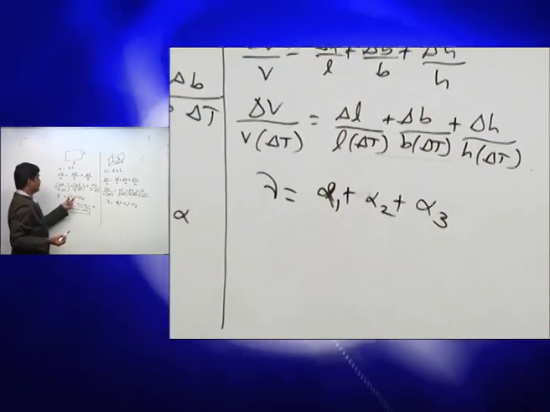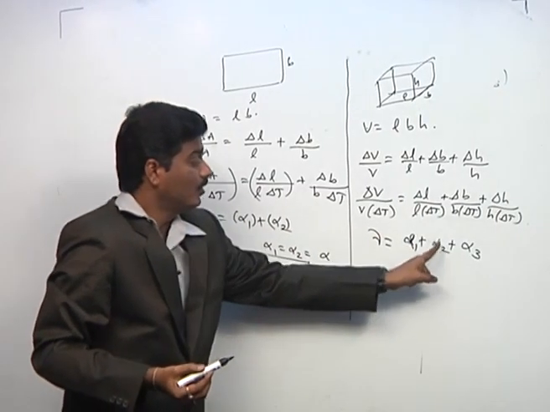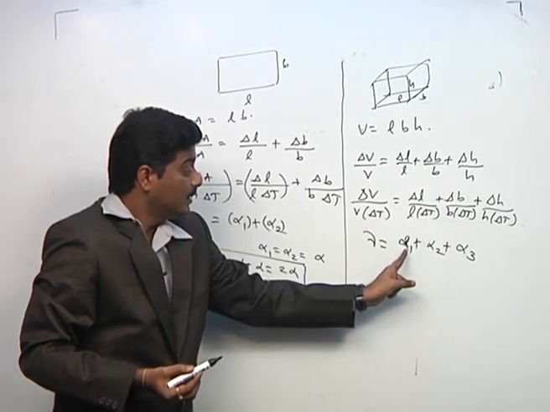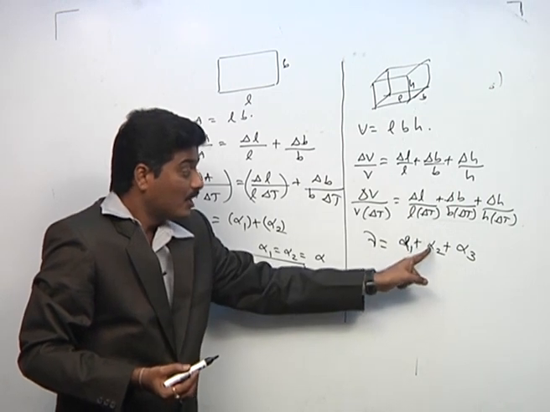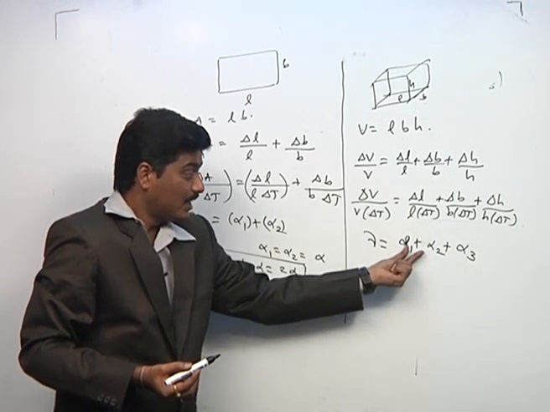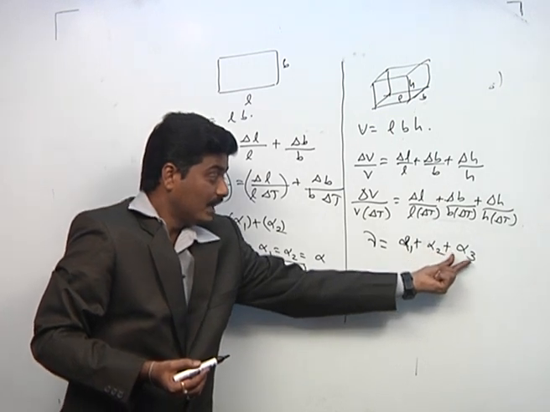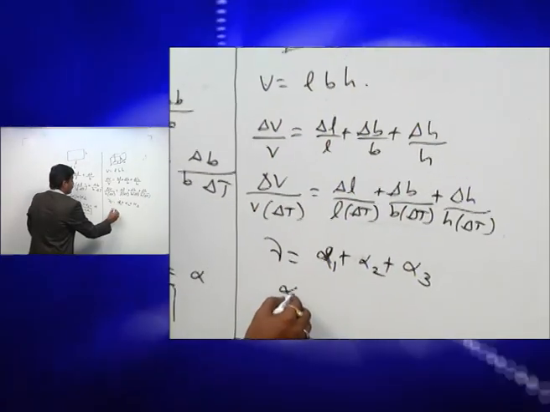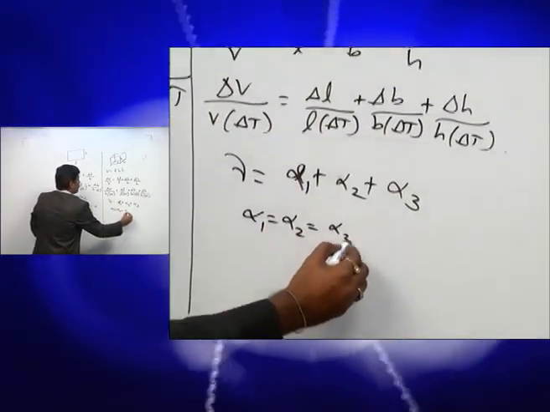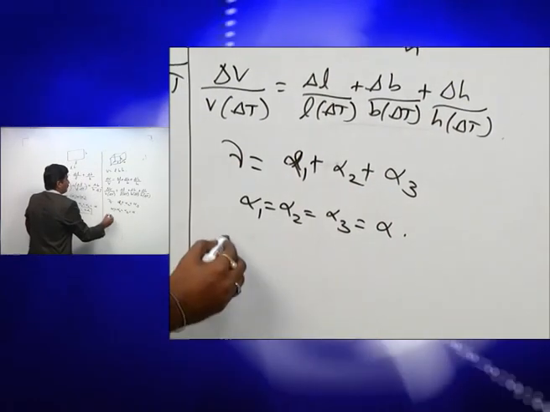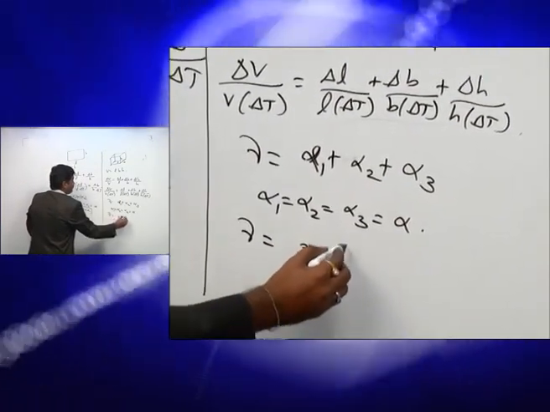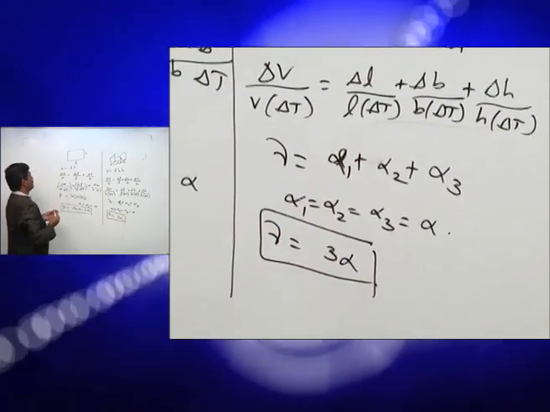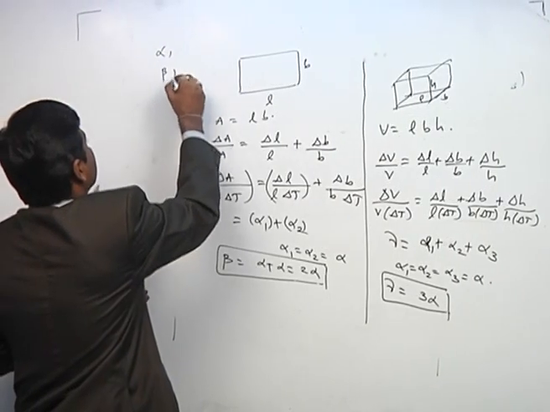Just now we discussed alpha 1 and alpha 2; here alpha 1, alpha 2 and alpha 3, where another factor comes along the height. If this particular cube has separate expansion coefficients, alpha 1 along the length, alpha 2 along the breadth, alpha 3 along the height, and if they have the same coefficient of expansion on all sides, then alpha 1 is equal to alpha 2 is equal to alpha 3, which is equal to alpha. So gamma is equal to 3 alpha. This is about expansion of solids, where we define alpha, beta and gamma.